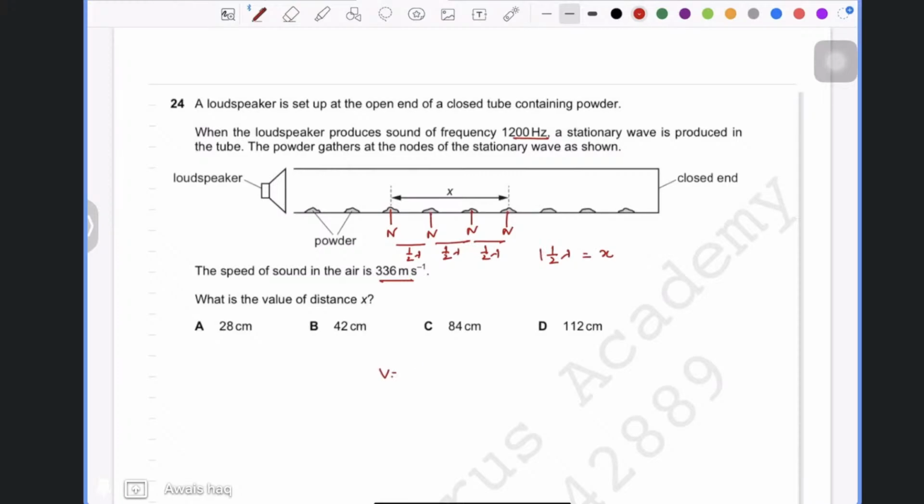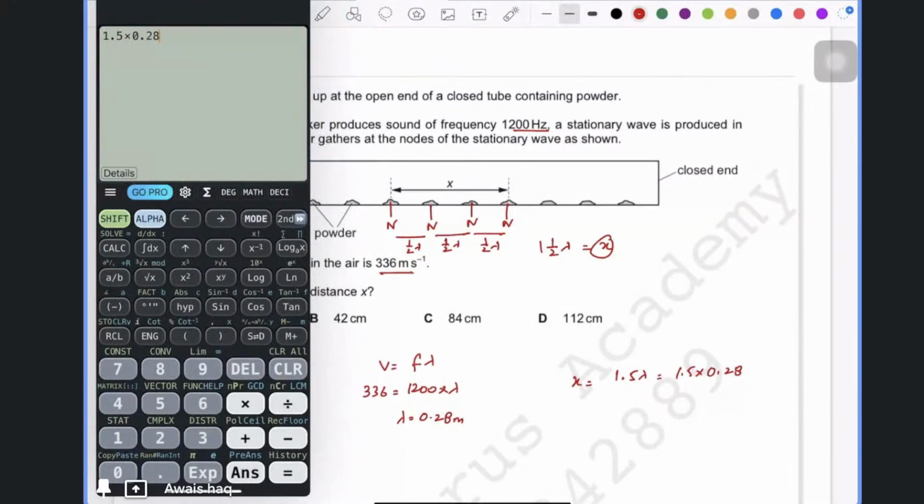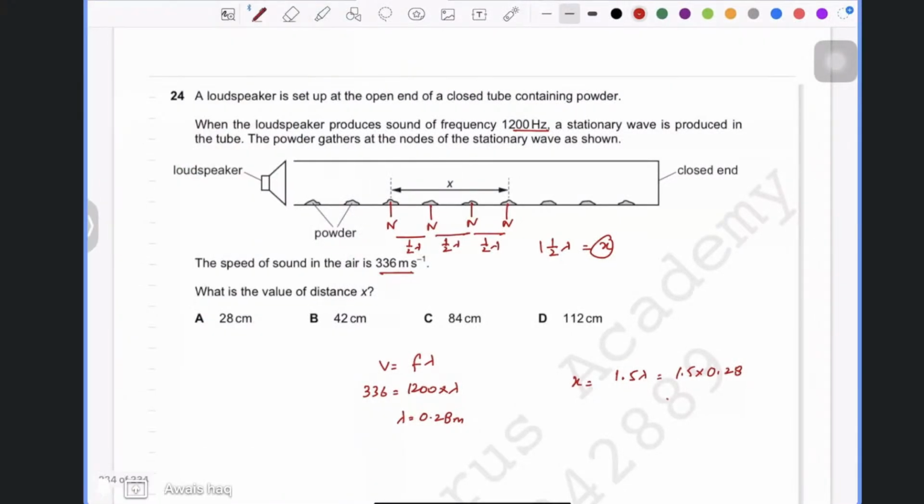So we can find the lambda using v is equal to f lambda. The speed was 336, the frequency was 1200, lambda was this. So we're going to use 336 divided by 1200, and that's going to be 0.28 meters. And because we want to find x, which was equal to 1.5 lambda, we're going to write 1.5 times 0.28, and that's going to be 0.42 meters, which is 42 centimeters.